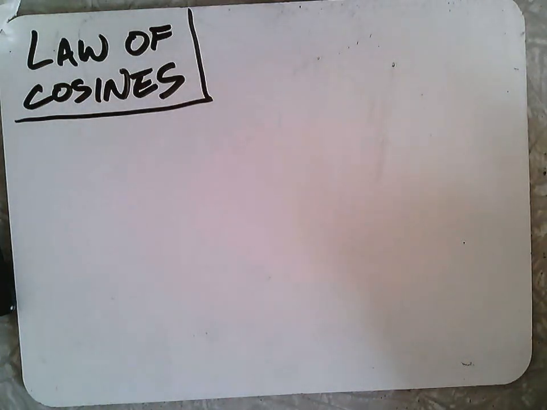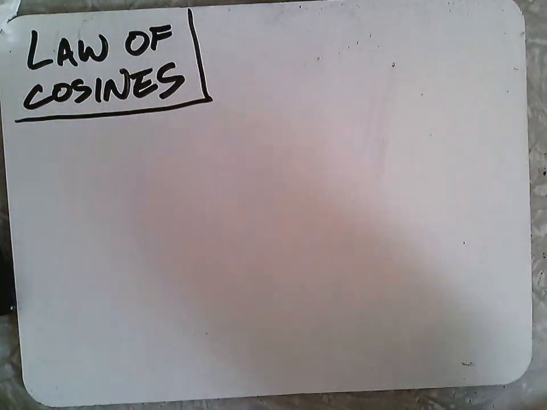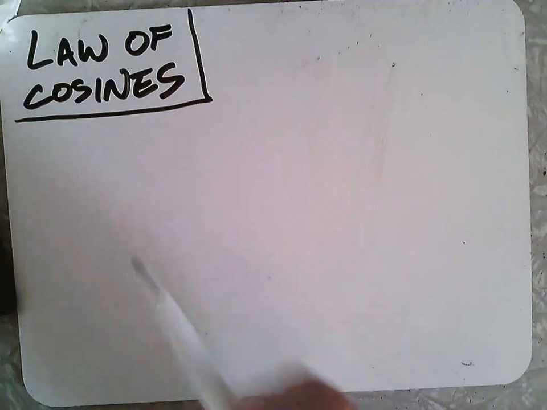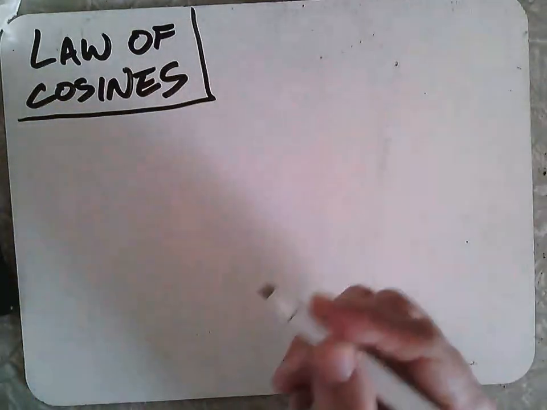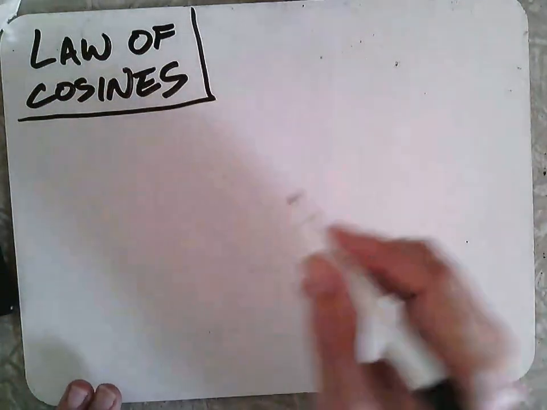And as you'll see, it's actually a more general way of expressing the Pythagorean theorem, and I'll talk about that a little more in a second. The law of cosines, sometimes you'll see it as the cosine rule, is maybe a little less intuitive than the law of sines.